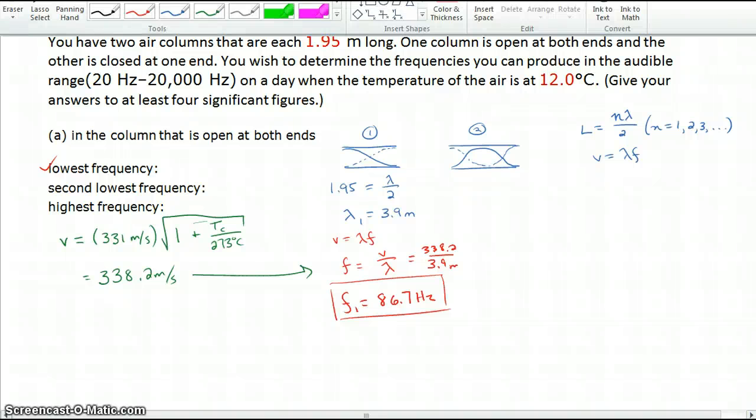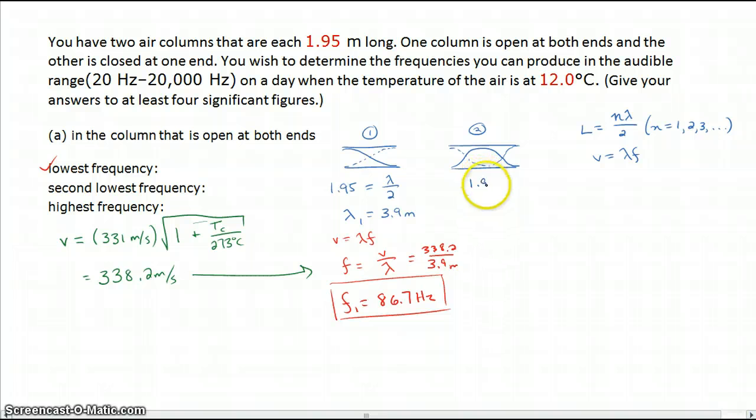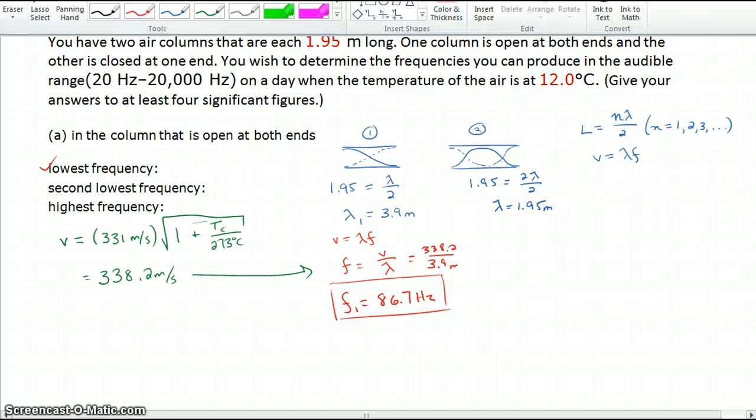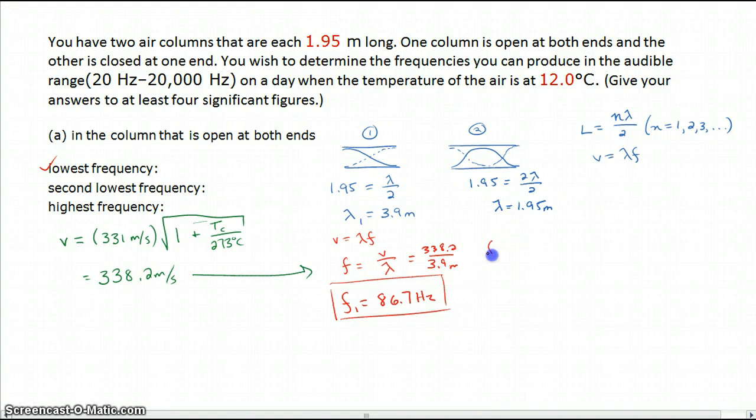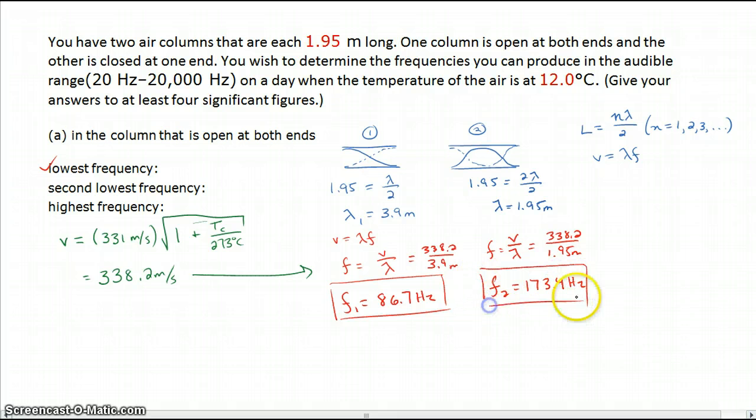Now in this second case, let's try that. We got 1.95 meters. In this case, it's going to be equal to 2 lambda over 2. That gives me a lambda of 1.95 meters, right? Because 2 over 2 just cancels out. And now I've got to find a frequency from that. Well, frequency is the same thing. It's velocity over the wavelength. In this case, 338.2 over 1.95 meters. My second frequency that I can fit in this tube is 173.4 hertz. And you notice both of these are within audible range, between 20 and 20,000 hertz.